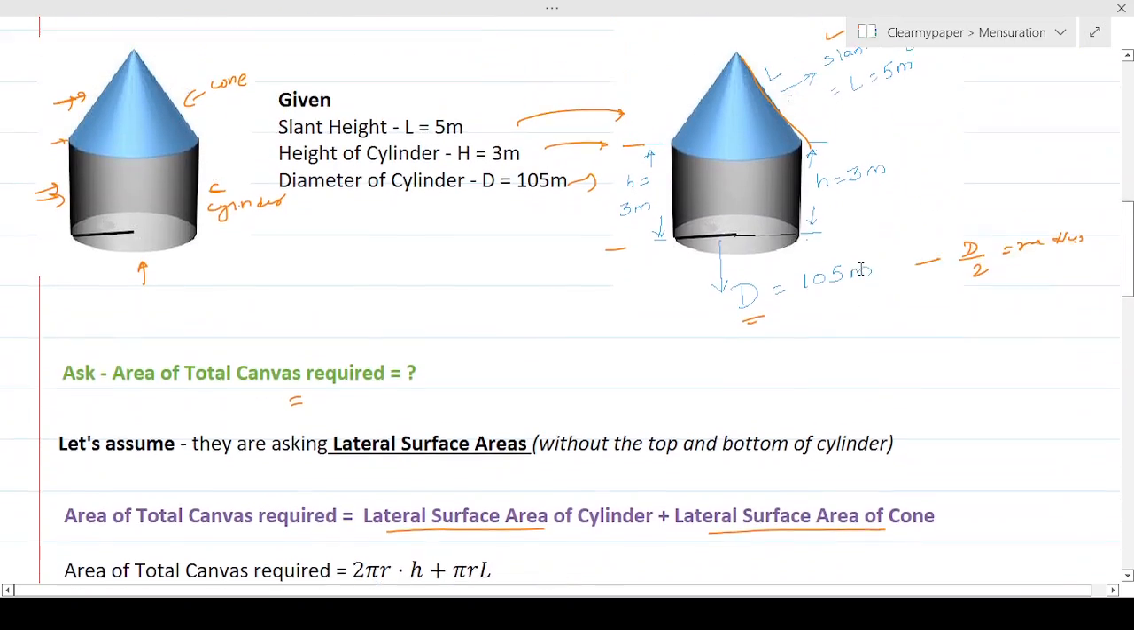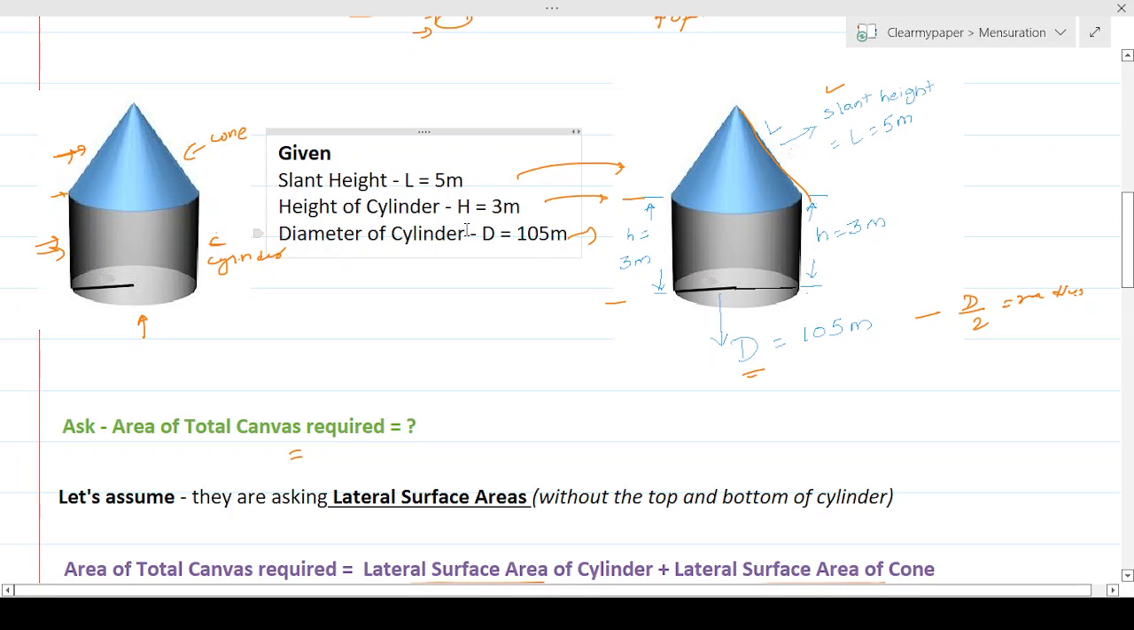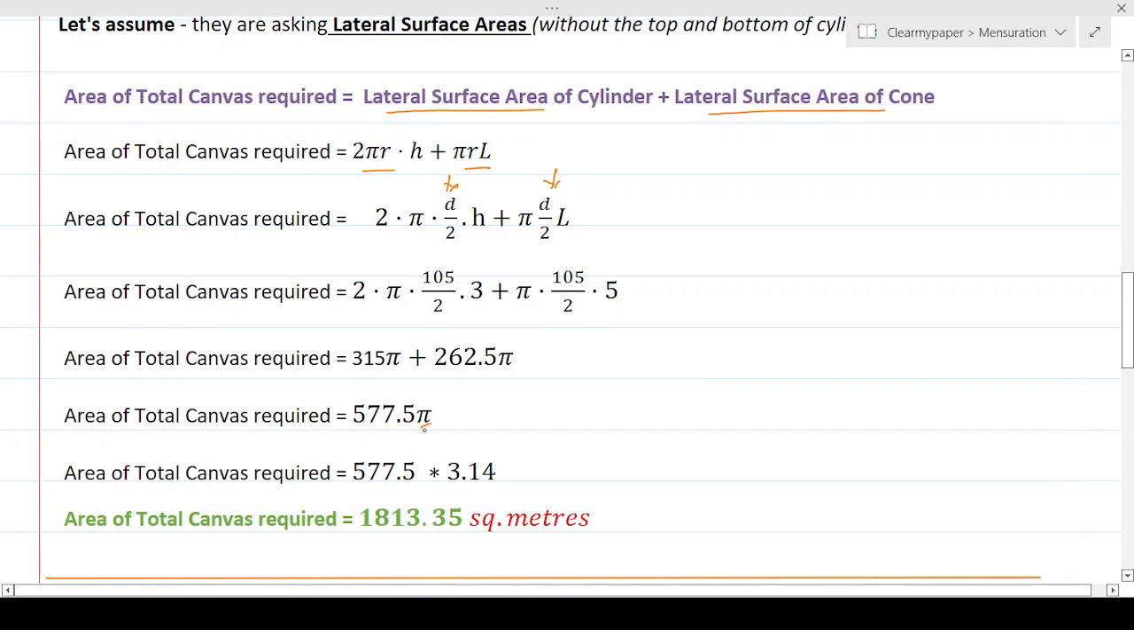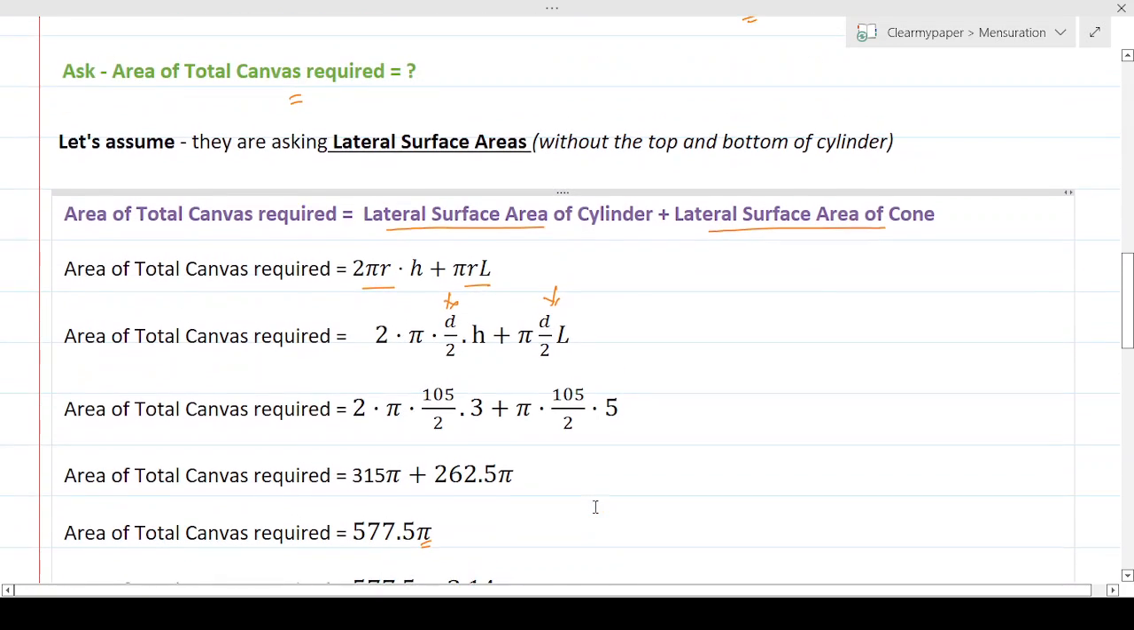So if you see from the given points, you have the slant height, the height of the cylinder and the diameter, and hence the radius. So you put all the dimensions here, where instead of the radius I'm going to use d by 2, which is diameter by 2. Plug in all the values, and as much as possible keep the pi to the last, and finally when you have a simple expression, multiply the pi, and you will get the area of the total canvas required is equal to 1813.35. And we should not forget to add the unit. Since the given units are in meters, area is always going to be measured in square meters, so we add the square meters. And that's how we calculate the solution for this problem.